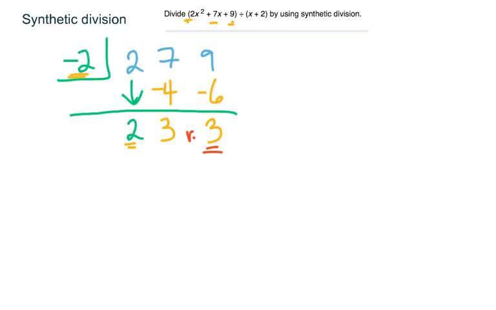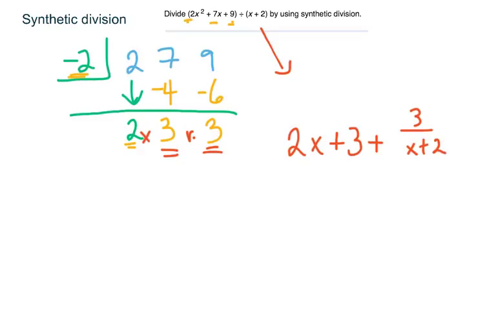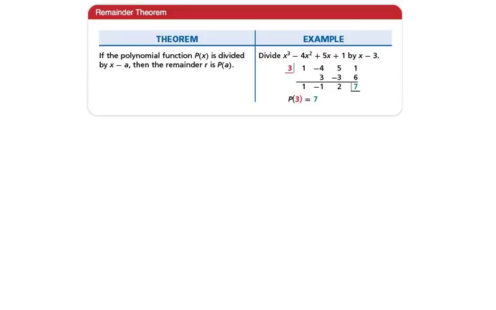But basically, then what my answer is, dividing them here, my quotient is 2x. So now this is my x term. This is my x term. 3 is my constant, and my remainder is 3. So it looks like 2x plus 3 plus my remainder, 3 over x plus 2. Okay, so now we get to a theorem.